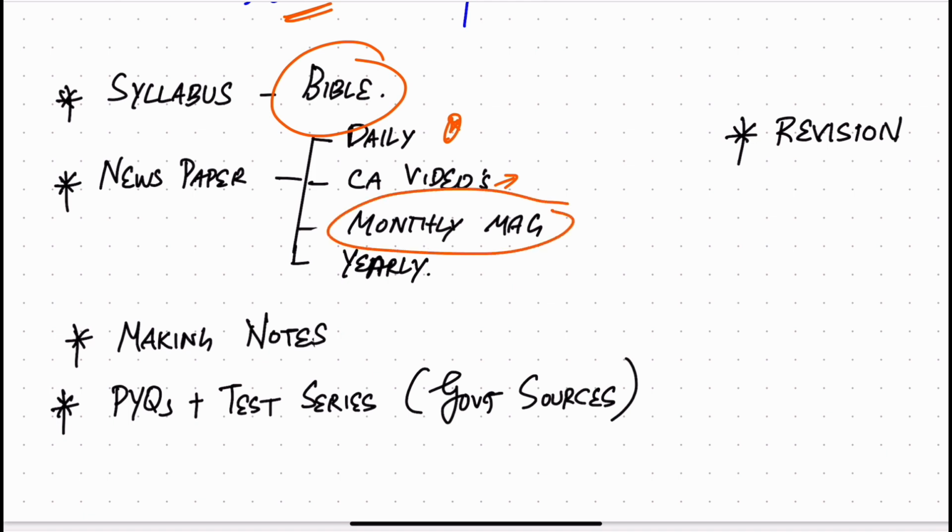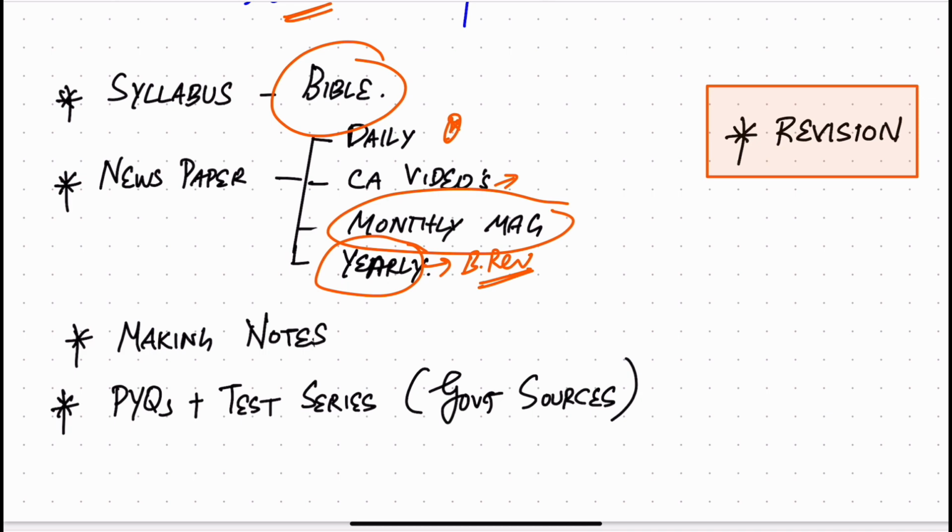Just take notes from the monthly magazine, then the yearly magazine before prelims, just for revision purposes. Revision is the key here. Everyone will say I'm not going to explain it newly for you. You have to revise at least 5 to 10 times before prelims.